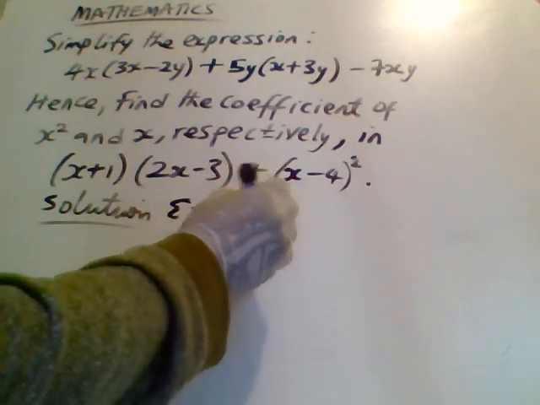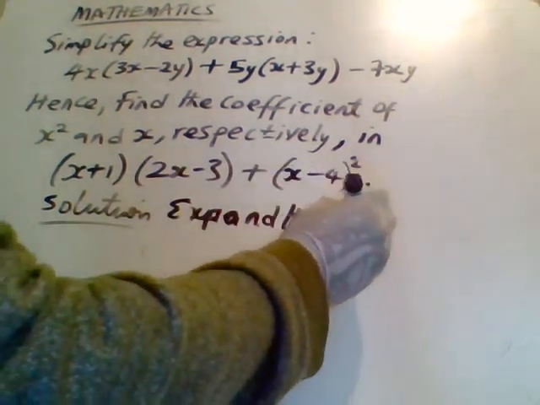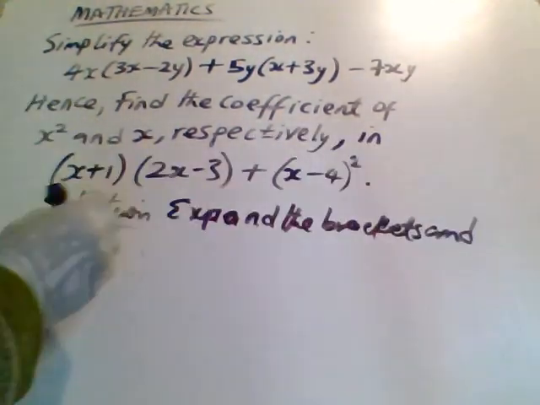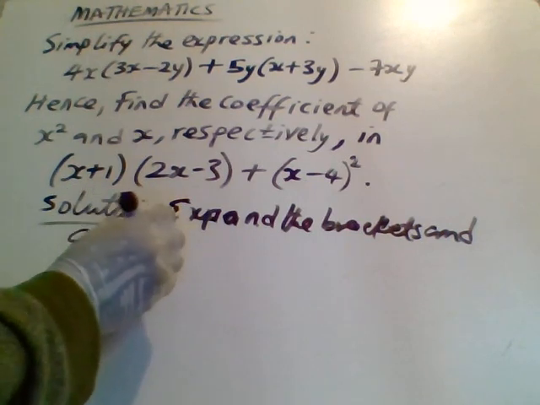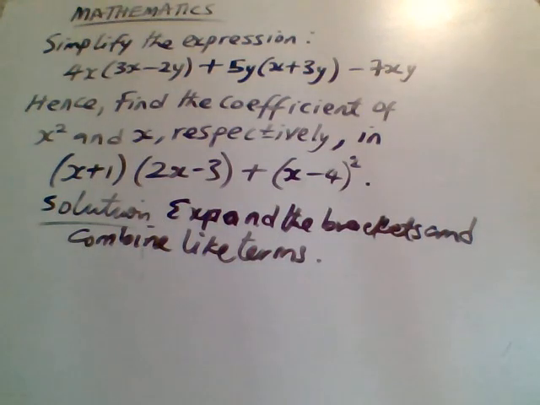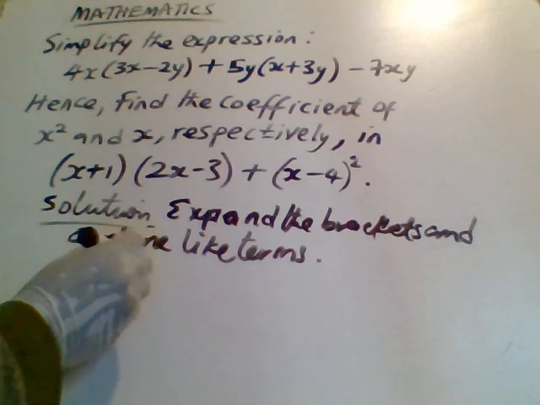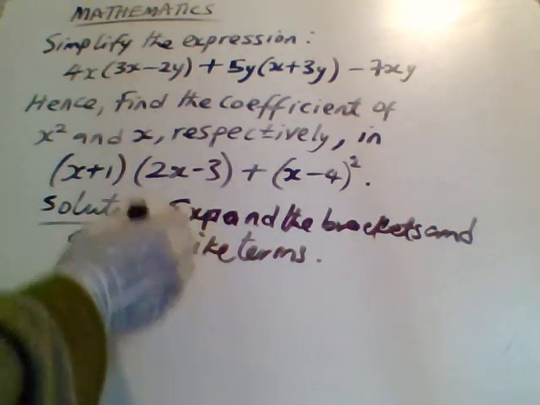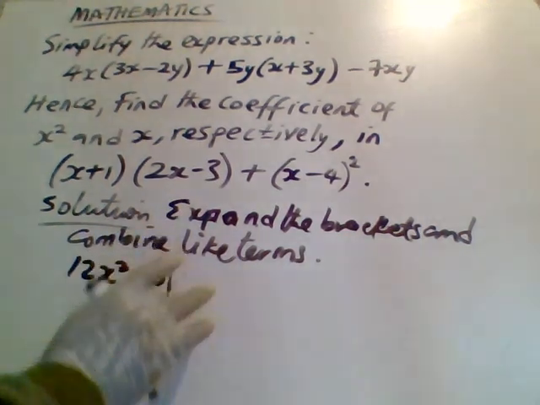We have to expand the brackets and then combine like terms. So this is the first thing we have to do, since the terms in the bracket are not the same. So this means 4s times 3x will give us what? 12s squared. 4s times minus 2y will give us minus 8sy.